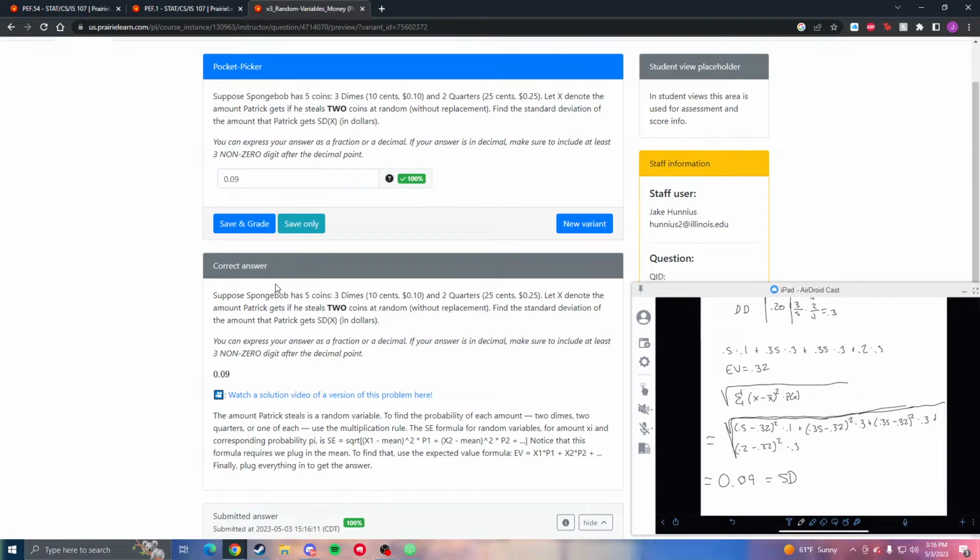For variance, if it asks you for the variance, you don't do the square root. You just get rid of the square root. If it asks you for the E of x, well, you have to calculate that to get the variance and standard deviation anyways.